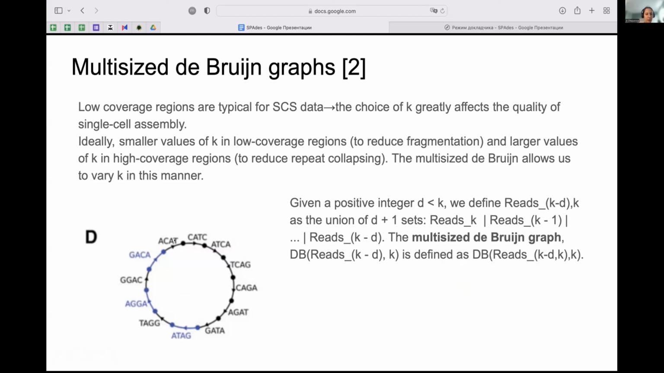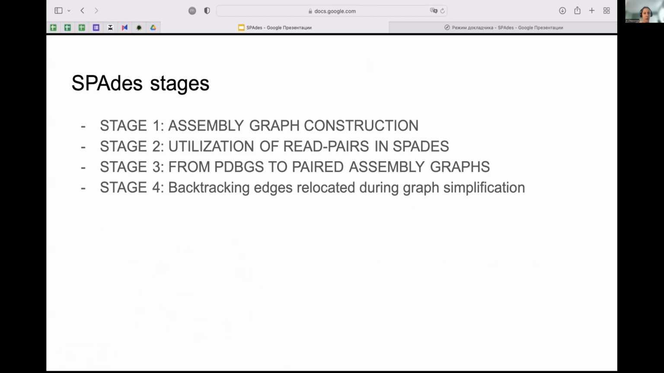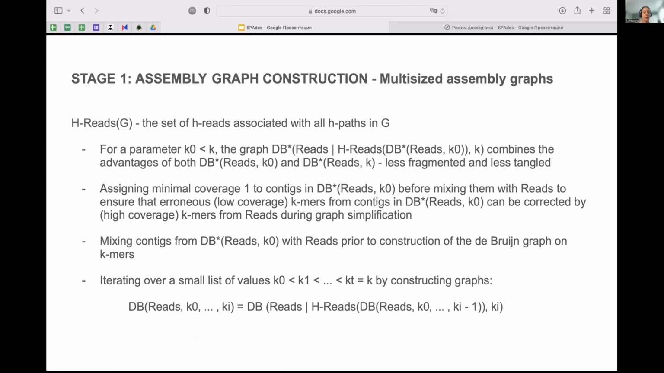You can see that there is a large part of this graph and smaller ones, and it's neither tangled nor fragmented, because we used the longer path with high coverage in this region and the shorter path in the lower coverage region, and it combined into a prettier graph. So let's discuss the stages of the algorithm itself. The first stage is assembly graph construction.